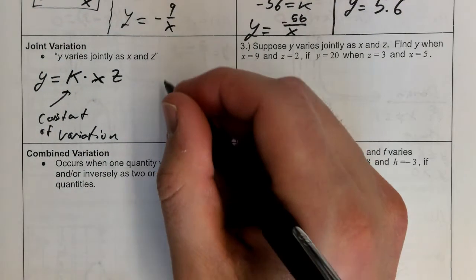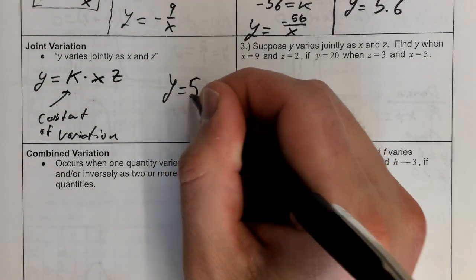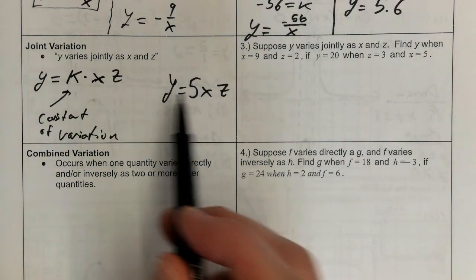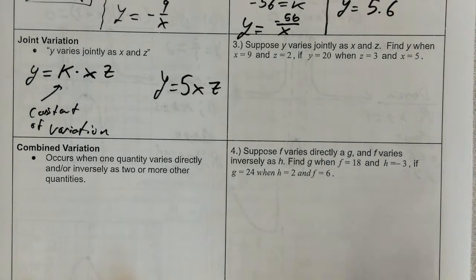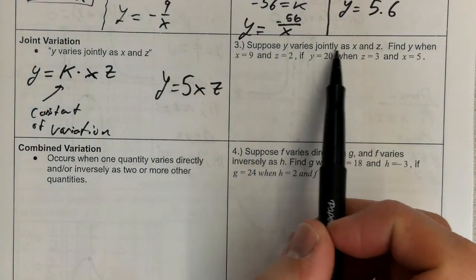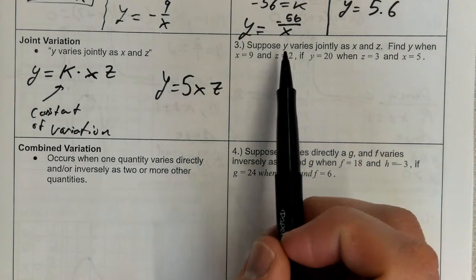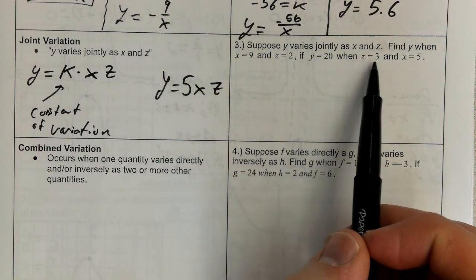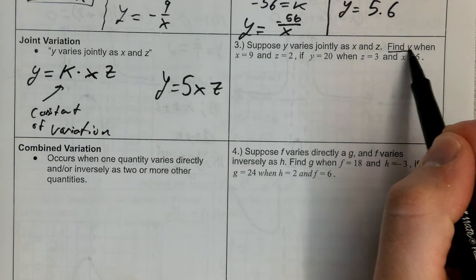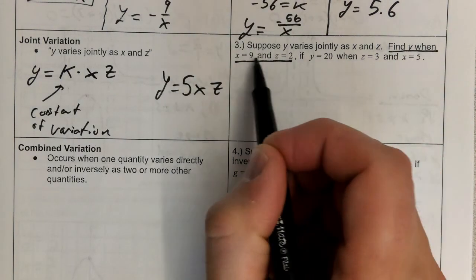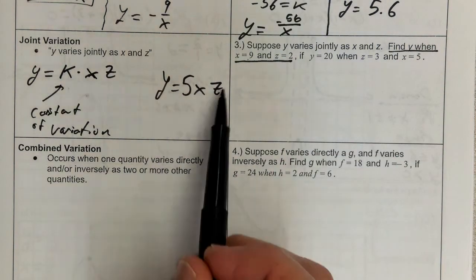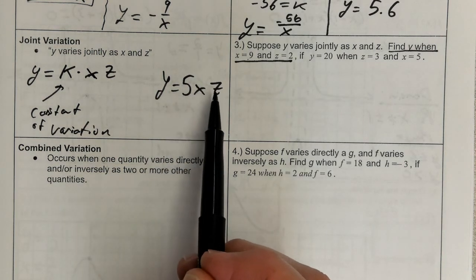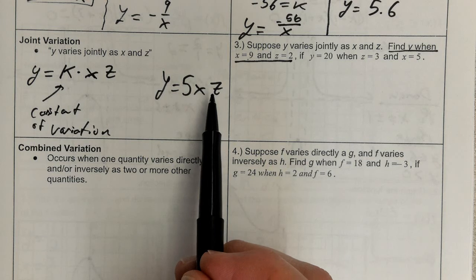Just one example here might be something like y equals 5 times x and z. This is where y depends on 2 variables, 2 different inputs, to get y. But the problems are remarkably similar to the other two. Suppose y varies jointly as x and z. Find y when x equals 9 and z equals 2 if y equals 20 when z is 3 and x is 5. So again, let's highlight the question they are asking. They want to know what y is when x is 9, z is 2. If I had the equation, I could plug in x and plug in z and answer the question right away. I don't know that though, so I need to find the equation.